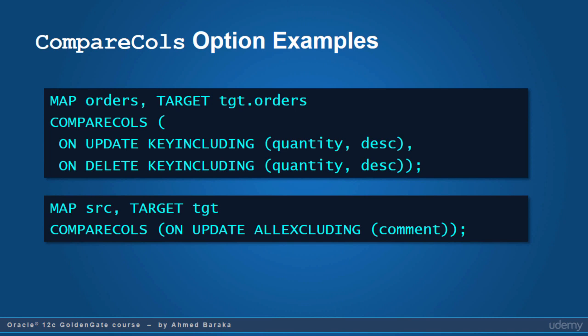The replicat uses the before image values of the quantity and description columns to detect the conflict on the update and delete operations. In the second example, the replicat uses all the columns except the comment to detect the conflicts on update operations.